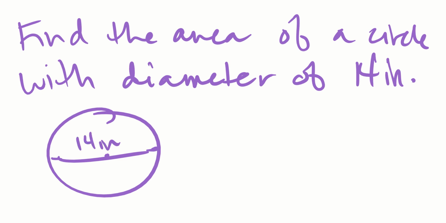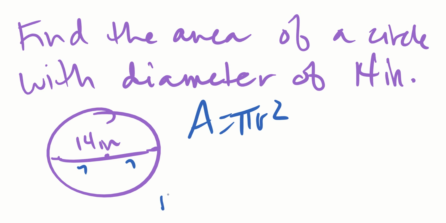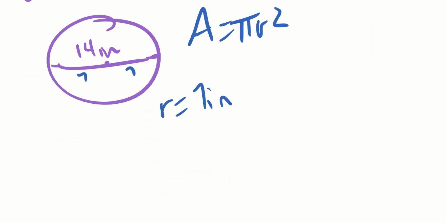Now, our formula calls for radius, pi r squared. So to find the radius given the diameter, we have to cut the 14 in half, so r is going to be 7 inches. Now we can plug in 7. And let's go ahead and use the pi approximated to 22 over 7 for this one, because we have a value that's divisible by 7.